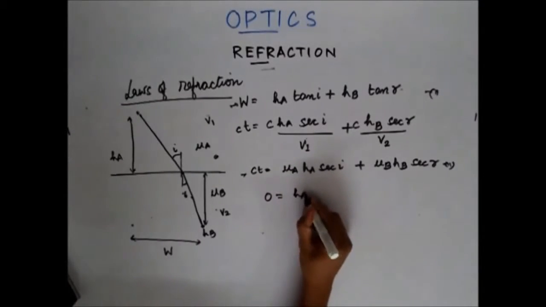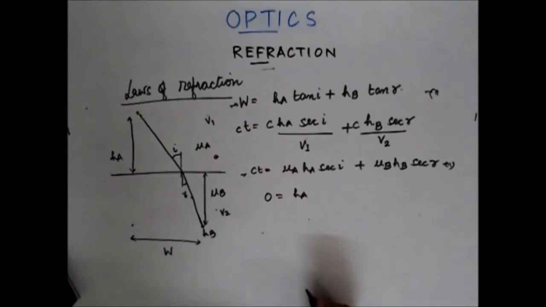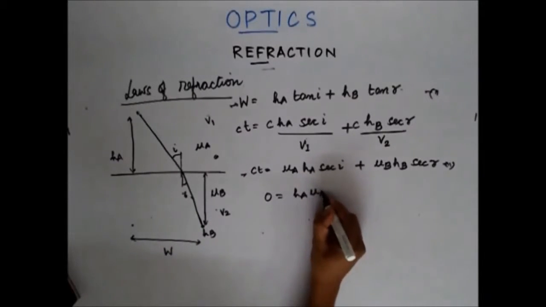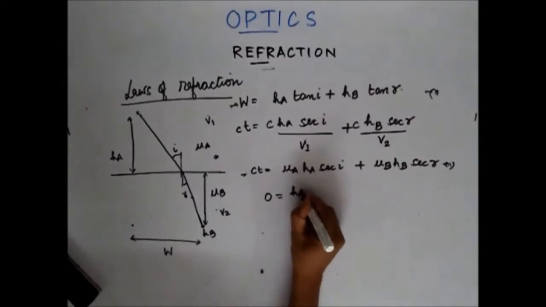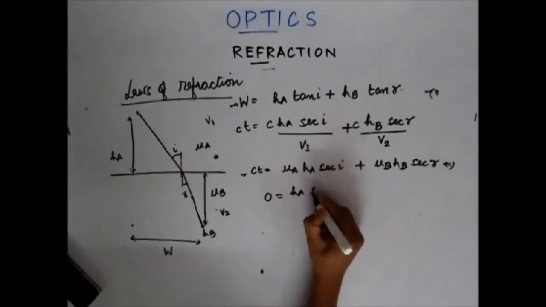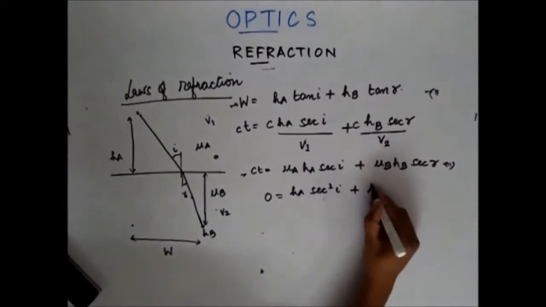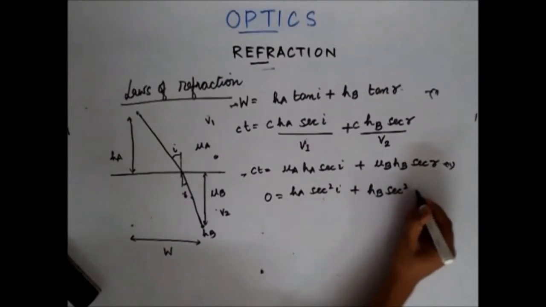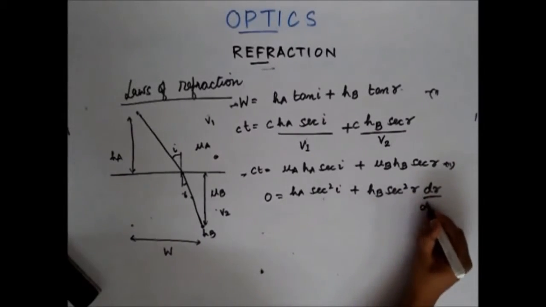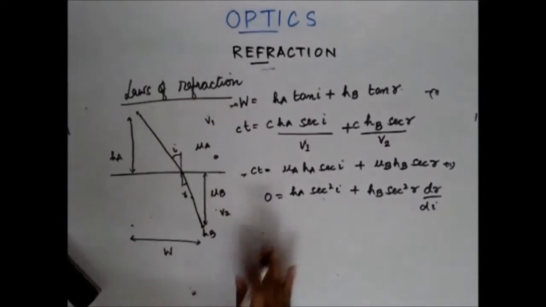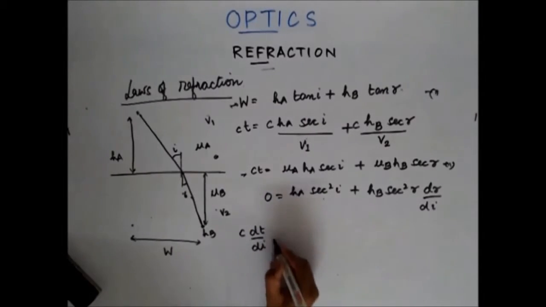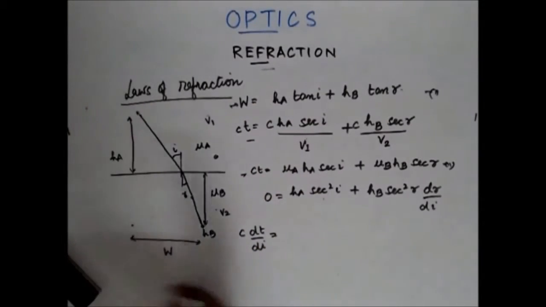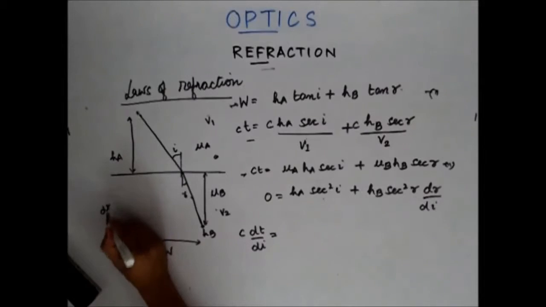When we differentiate the first equation, what will we get? 0 is equal to, we'll differentiate with respect to the angle of incidence I. Sorry, I'm differentiating the first equation, right? So HA sec square I plus HB sec square R dr by di. Now when I differentiate the second equation, I get c dt by di. Now if this follows the principle of least time, that means the time taken is minimum. If the time taken is minimum, that means what? dt by di is 0.